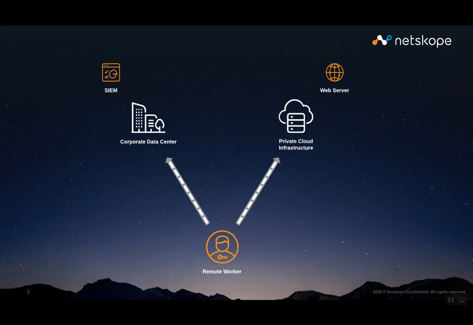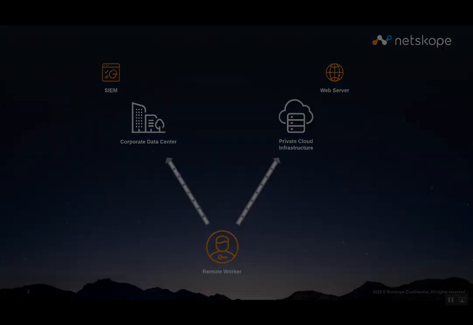The other option is I could hairpin all of my traffic through my data center and then out via the private cloud infrastructure. But because we're so highly distributed at the moment, the performance degradation of connecting from wherever I'm located back through the corporate data center and then out to the private cloud infrastructure to connect to that app could be really poor.